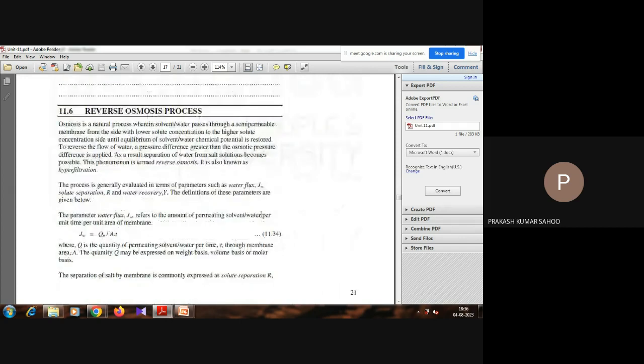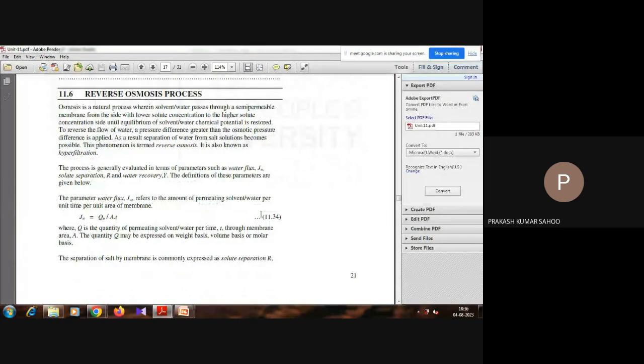Then the reverse osmosis process is just the opposite of osmosis, where there is movement of solvent particles from the solution to the solvent side, that is from higher concentration to lower concentration, through a semi-permeable membrane. This is reverse osmosis, also known as hyperfiltration. This process is popularly used in seawater purification or in any water purifier.